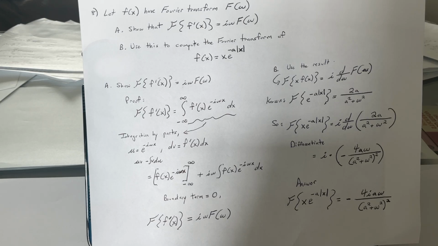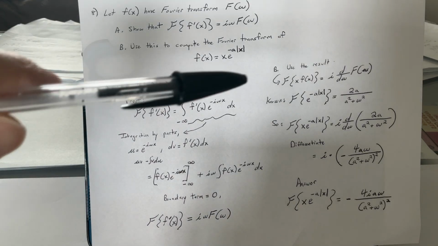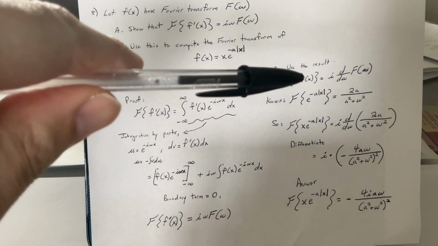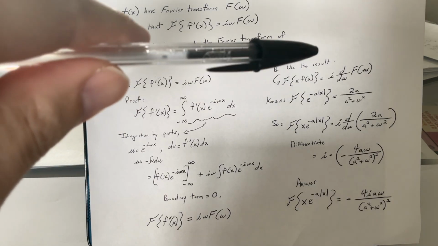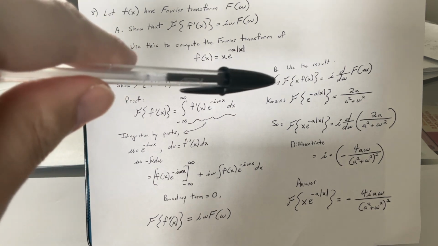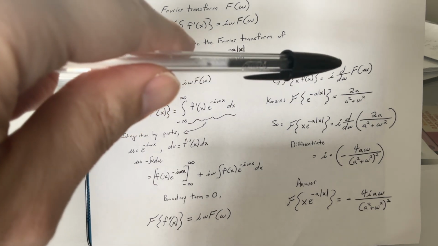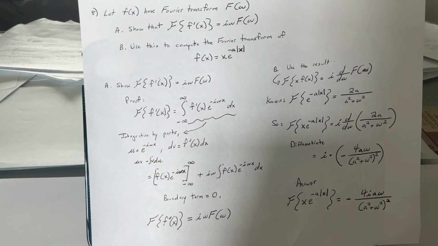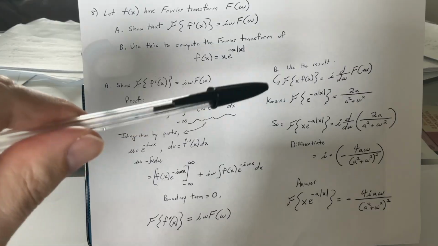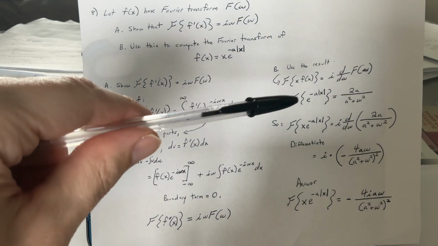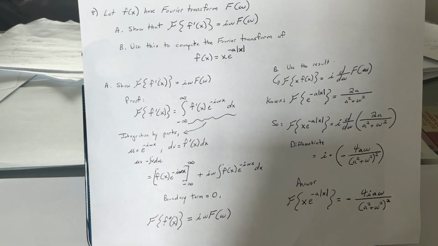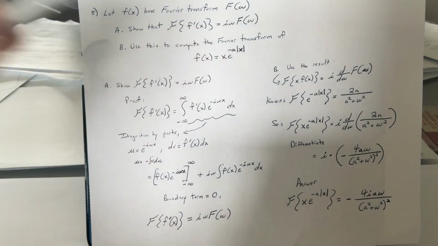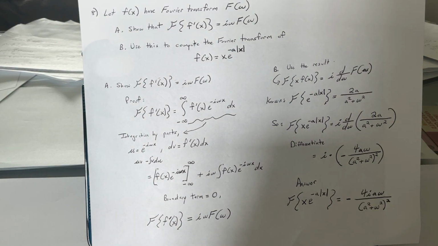And then for part B, we're computing that Fourier transform. So we're going to use the result. Now we do the Fourier transform of x f of x, right? That transform equals i times the derivative with respect to w, d by dw, of F of w. Now it's known from tables that the Fourier transform of e to the negative a times the absolute value of x equals 2a over a squared plus w squared.